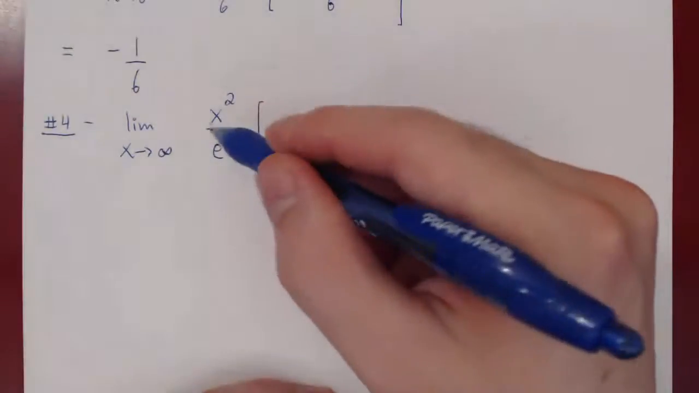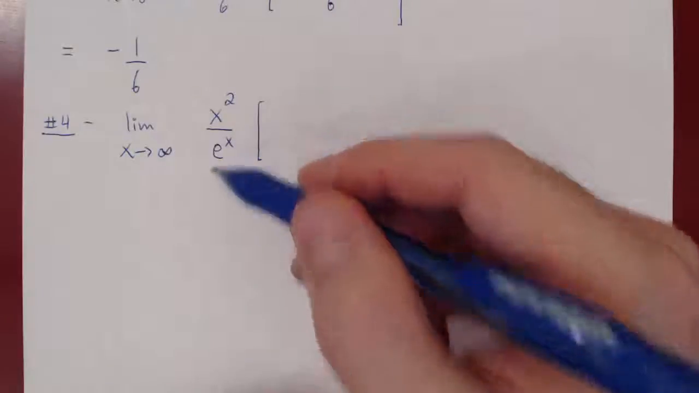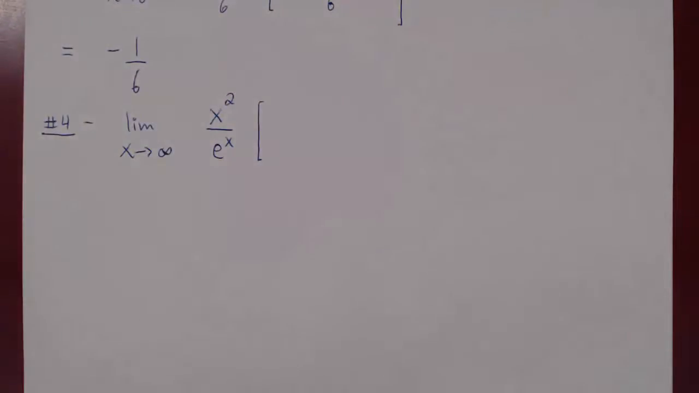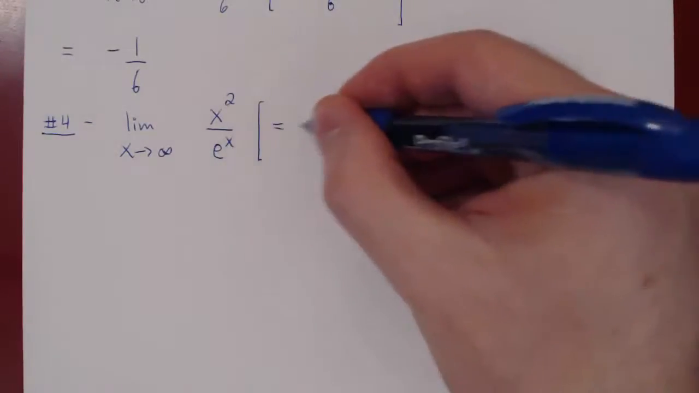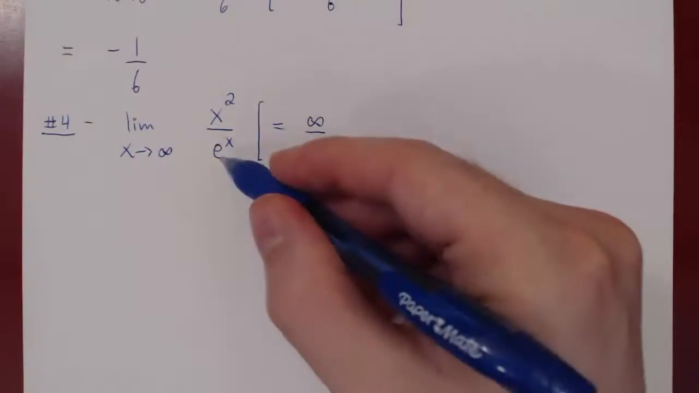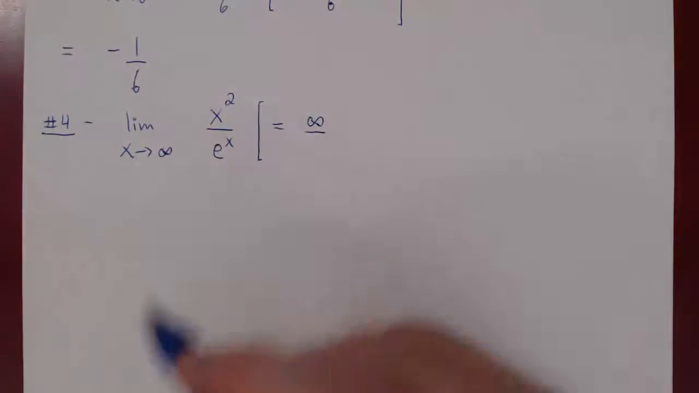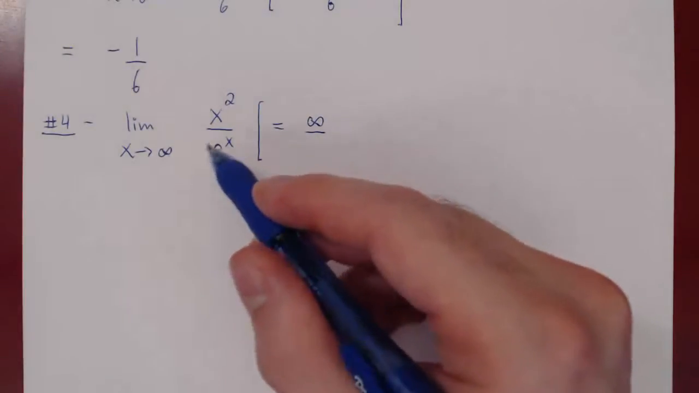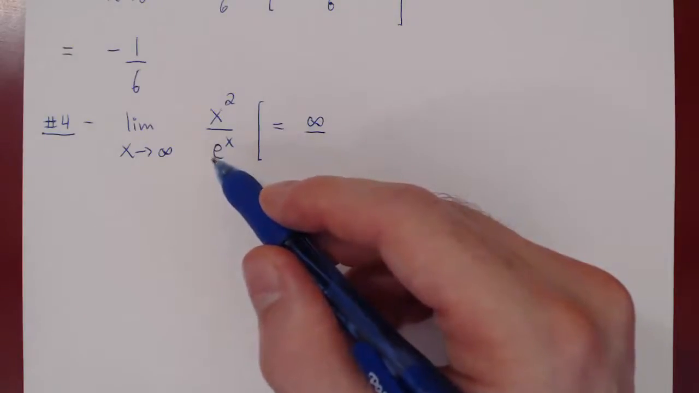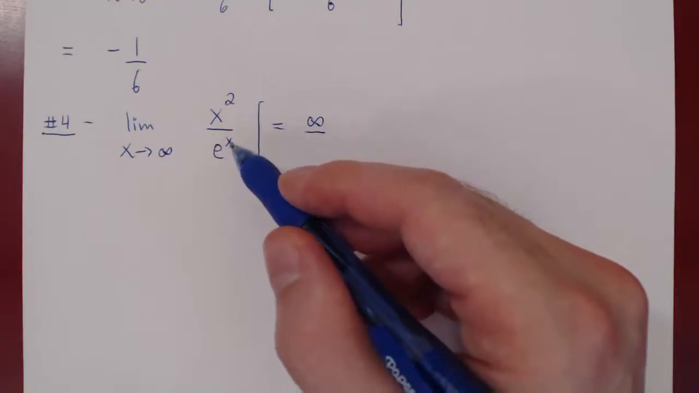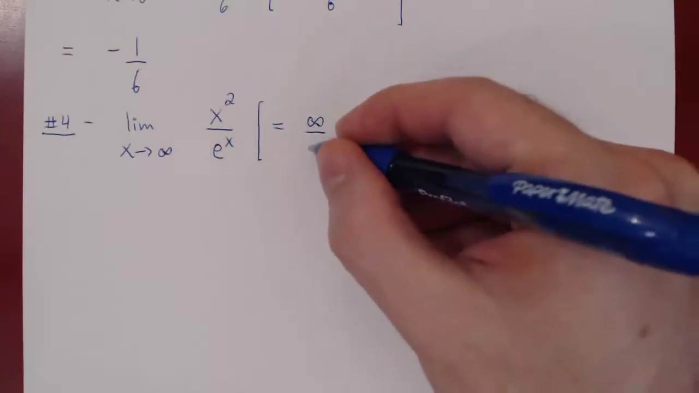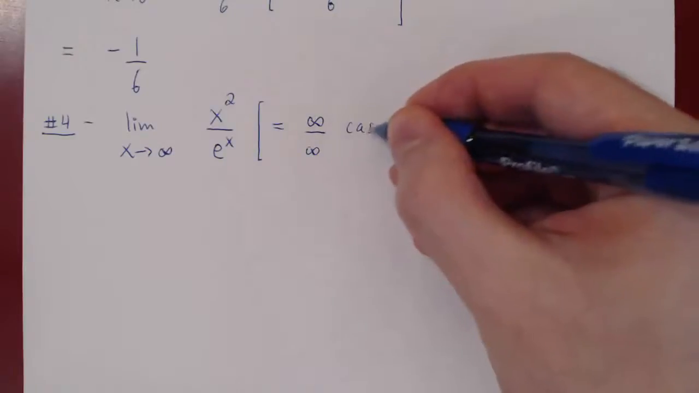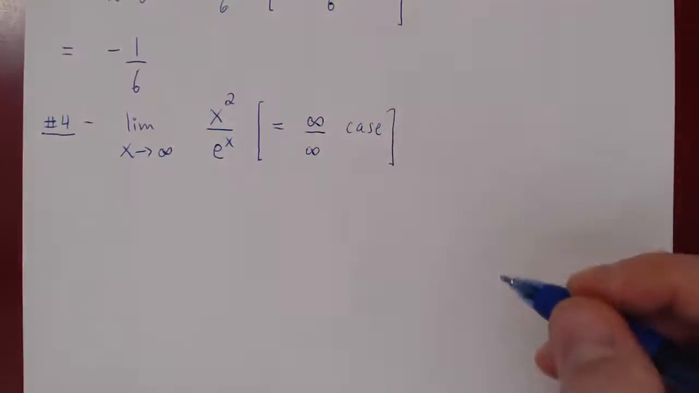Algebraically here, we cannot do anything. X squared is x squared, e to the x is e to the x. That's final. Let's look at what kind of case we have. As x goes to infinity, x squared goes to infinity. Now, if you remember, e is roughly 2.718. And so as x goes to infinity, you have a number here that is bigger than 2, and you take a bigger and bigger power of it. And so e to the x will also go to infinity. So we have a limit giving us an infinity over infinity case.